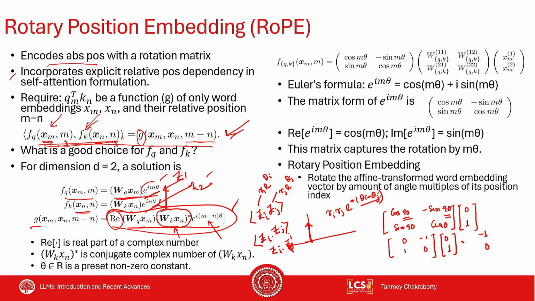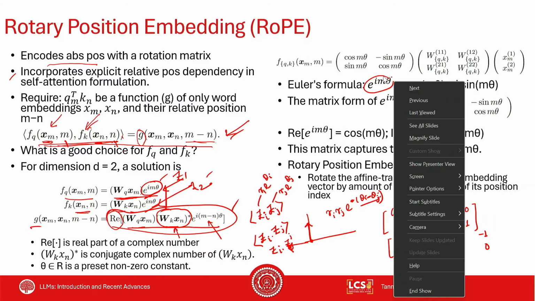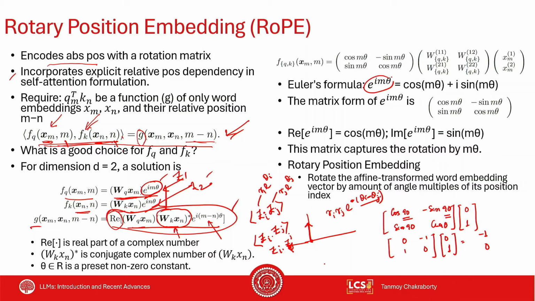So this e^(i m theta), if you remember the complex number, can be represented using Euler's formula, which basically says that e^(i m theta) is nothing but a matrix like this. Again, if you are not convinced, go back and check. Okay. So e^(i m theta) is nothing but a matrix like this, which is a rotation matrix.